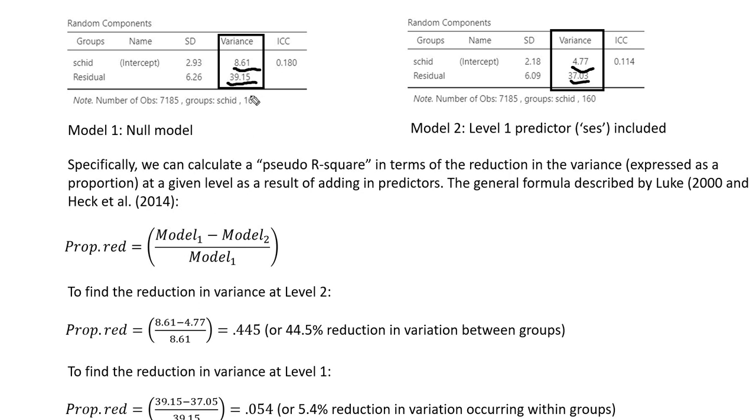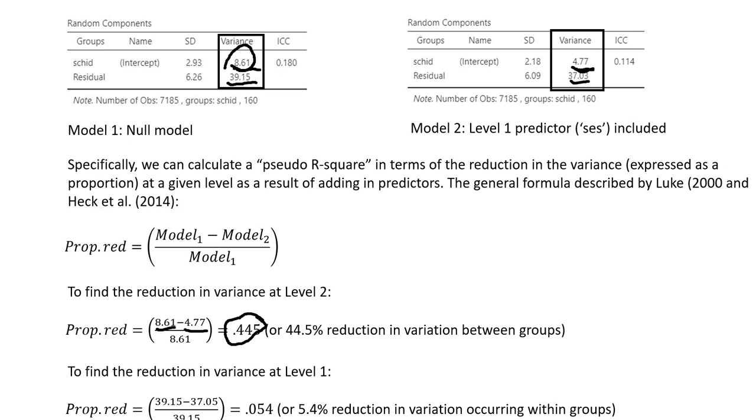So if we want to talk about the reduction in the variance of the intercepts, we would take 8.61, which you see right here, minus the 4.77 from the current model, and divide that difference by 8.61, which is the variance of the original null model. And so what we get is 0.445, which is an expression of the reduction in variance in terms of proportion. So we could say that the variance in the intercepts was reduced by about 44.5%.